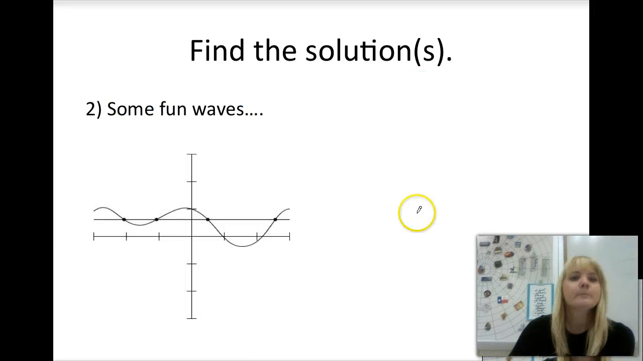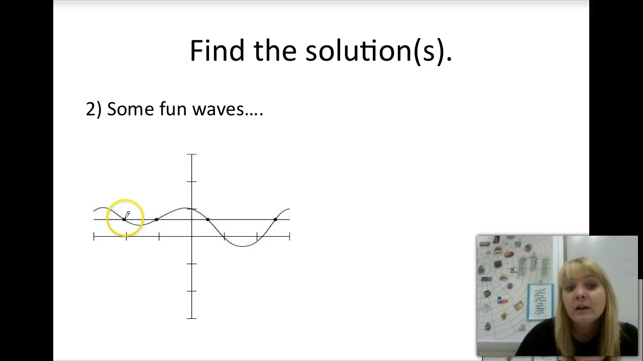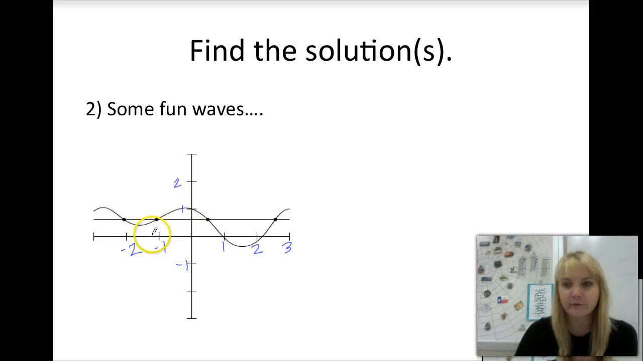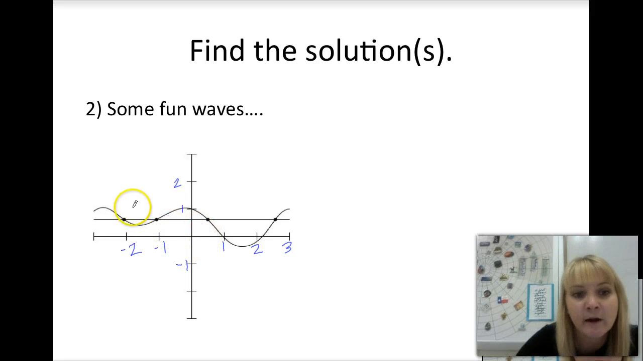All right. Problem 2. Here we have some waves. Now I don't have the specific equations for these, but the property is the same. Our solution is going to be the x value of each point of intersection. We're going to assume this is a scale of 1, 2, 3, counted by ones. So we have 4 intersection points, 4 points where these two functions intersect, where they overlap.